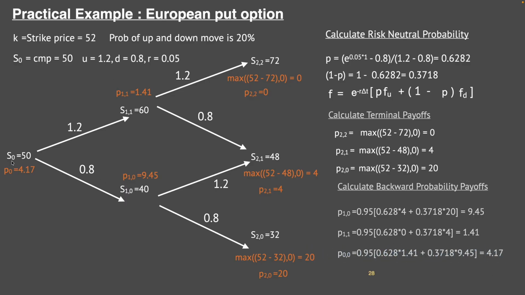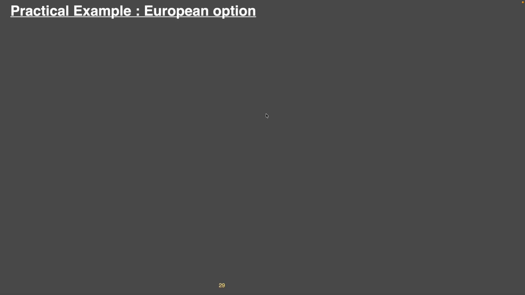Now finally the value of P00 is nothing but P11, that is 1.41 into 0.6282 (p), plus (1 minus p) which is 0.3718 into 9.45. So the value of the option will come to 4.17. So the present value of the option price is 4.18.